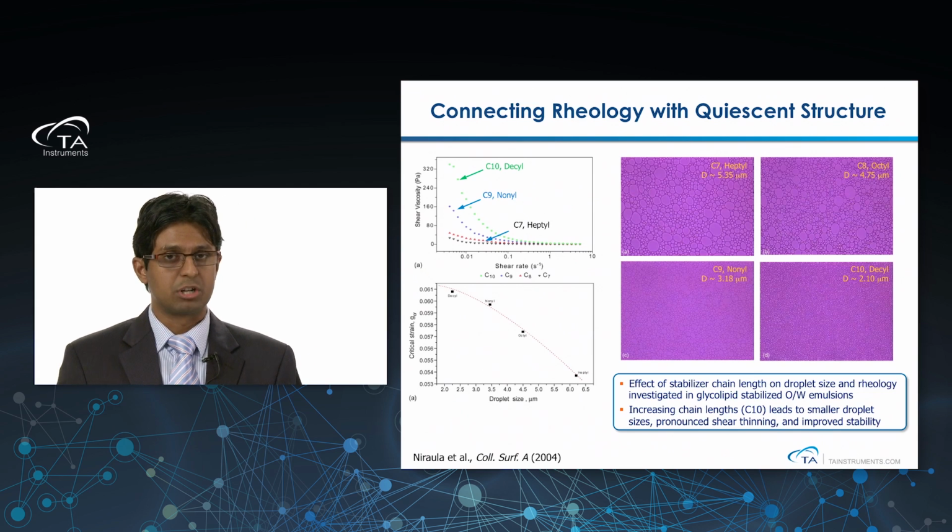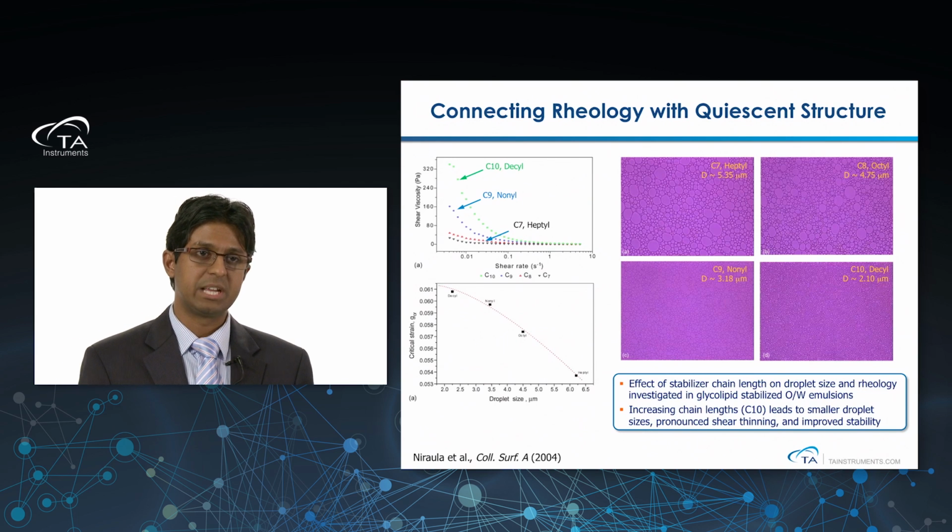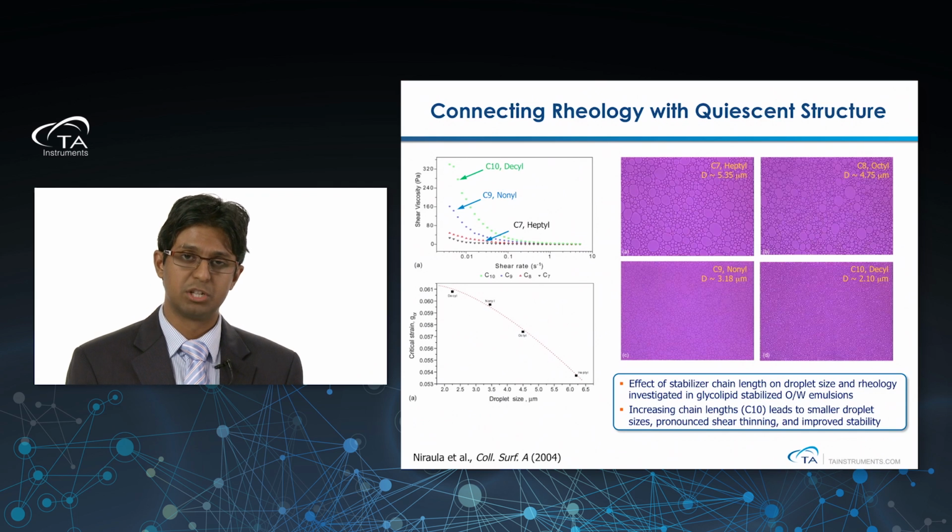If we look at the microstructure of these 4 different emulsions, we can see they're fairly different. For C7 and C8, we see a broad distribution of droplet emulsion sizes. And for C9 and C10, as we increase the length of the stabilizer, the droplet size becomes much, much smaller.